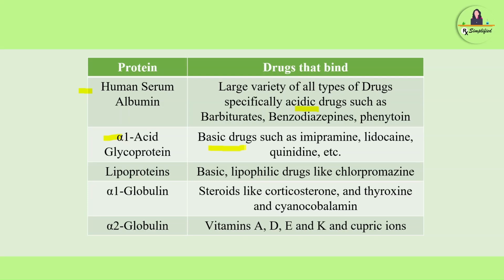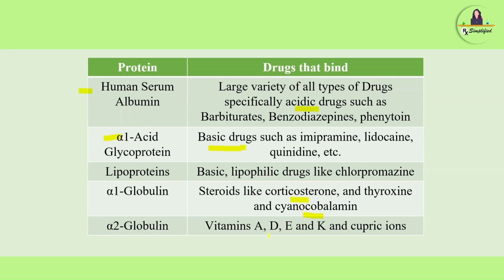This portion is very important for MCQ. Acidic drugs show higher affinity for albumin, A acidic, A albumin. Second, basic drugs show higher affinity for glycoproteins. Then lipoproteins, basic lipophilic drugs like chlorpromazine. Third is the alpha-1 globulin. Steroids like corticosteroid, thyroxine, and cyanocobalamin. These are for alpha-1 globulin.